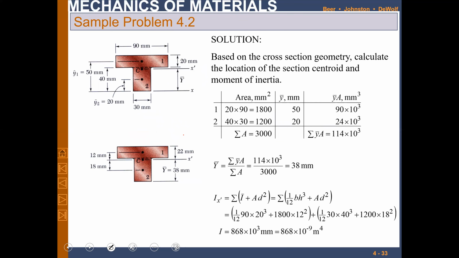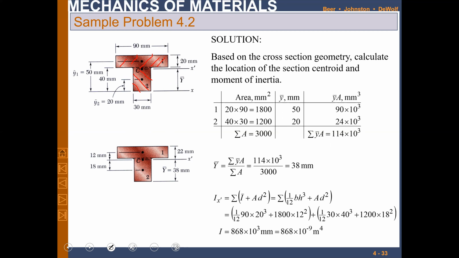Again, we have two shapes, right? One is this shape and the other one is this shape. Although these shapes are rectangular sections, so I shouldn't be a problem for that, right? Okay, fine. These are the two shapes. One shape has the area 20 into 90, that is equal to 1800 millimeters square. The other shape is 40 into 30, 1200 millimeters square, right?